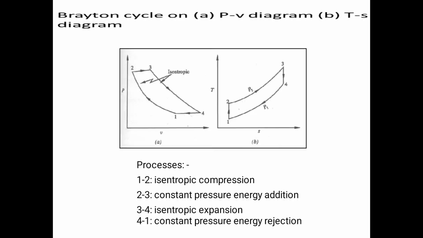Then Brayton cycle PV and TS diagram. You can see this 1 to 2, 2 to 3 and 3 to 4. This is the PV and TS diagram. First, 1 to 2 represents the isentropic compression, 2 to 3 represents the constant pressure energy addition, that is heat addition, 3 to 4 isentropic expansion, then 4 to 1 constant pressure heat rejection. This is the expression for the PV diagram.